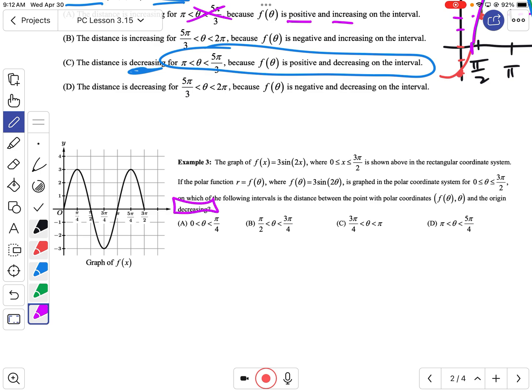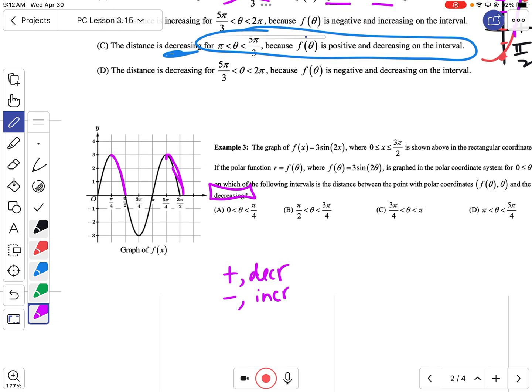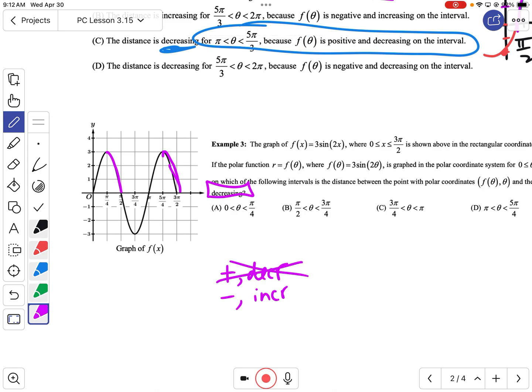Let's think about what that would have to mean. I either have to be positive and decreasing, or negative and increasing. In order for the distance to be decreasing, it's got to be one of those 2 things. So let's look for positive and decreasing. That's going to go from pi over 4 to pi over 2 and 5 pi over 4 to 3 pi over 2. Were those any of our options? Nope, so positive and decreasing isn't it. So let's look for negative and increasing. 3 pi over 4 to pi is the only one, and there's that answer.